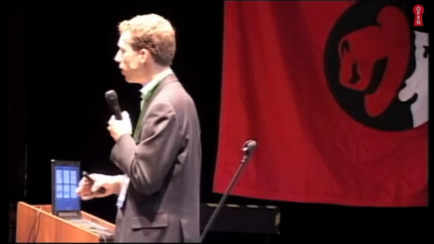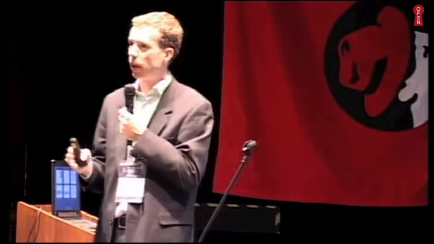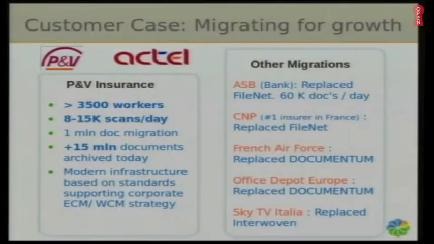But what we're seeing as well, and more, is that Alfresco is not only used for new applications, but it's also used to get rid of the limitations they have with existing software. And very often this is FileNet, Documentum, OpenText LiveLink, etc. So an example is P&V Insurances. It's a mother company which has several brands. And within the company they are about 3,500 workers. Also they have agents, so it's a very big company.